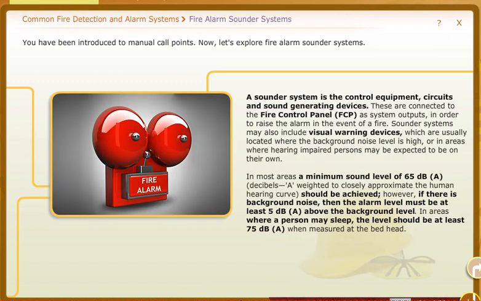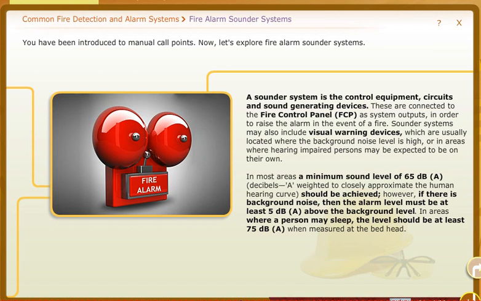You have been introduced to manual call points. Now, let's explore fire alarm sounder systems. A sounder system is the control equipment, circuits, and sound generating devices. These are connected to the fire control panel, or FCP, as system outputs in order to raise the alarm in the event of a fire.